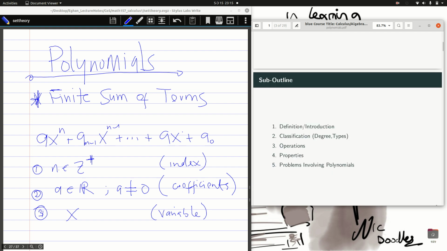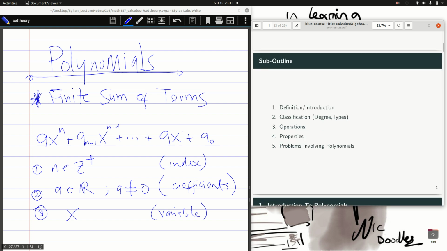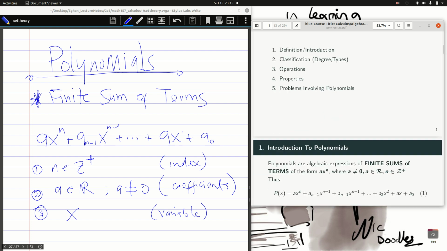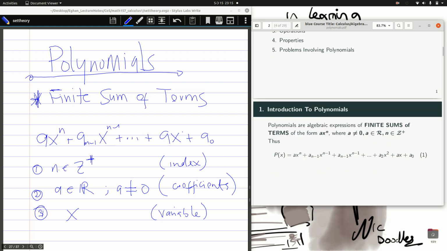So I begin with the sub outlines, which is right from the introduction through to some problems which involve polynomials. Okay, this will be our sub outline. I'm hoping this will be a full lecture video instead of having multiples of it, so you flow with me. Let's begin with the introduction of polynomials.